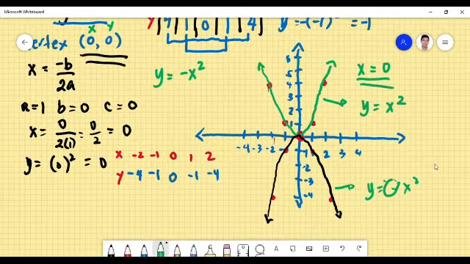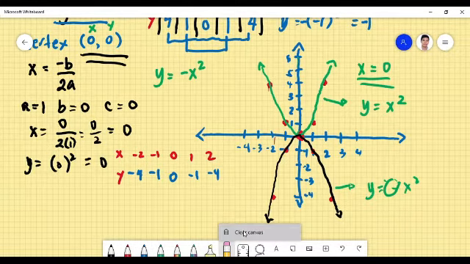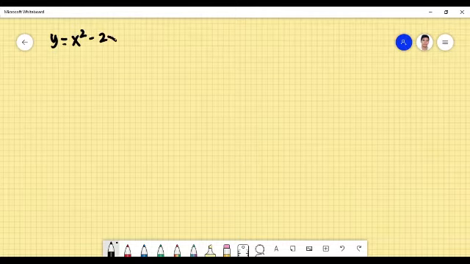So, let us give another example of a quadratic function. Tapos, i-graph din natin. So, let's say, for example, we are given this function na kompleto. We have y equal to x squared minus 2x plus 1. So, again, kukunin muna natin yung vertex nito. So, let us get first the values of a, b, and c.